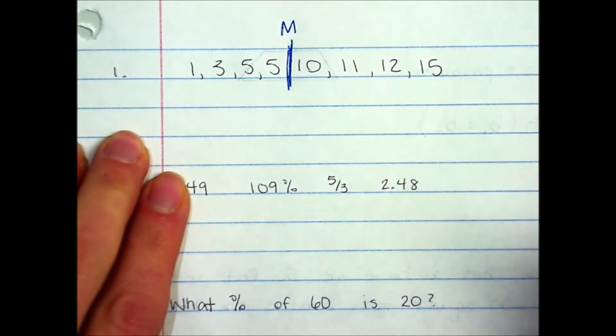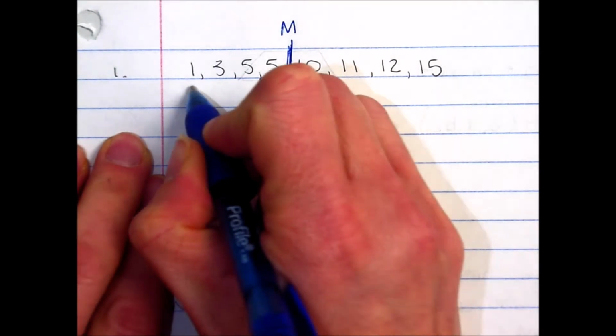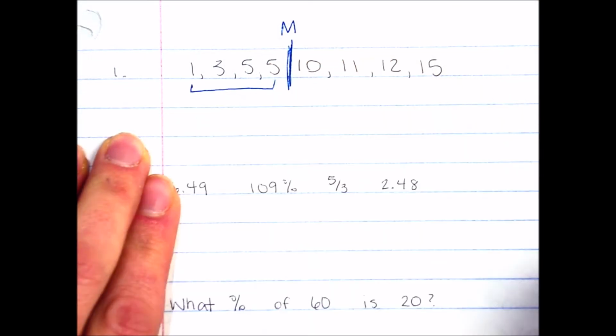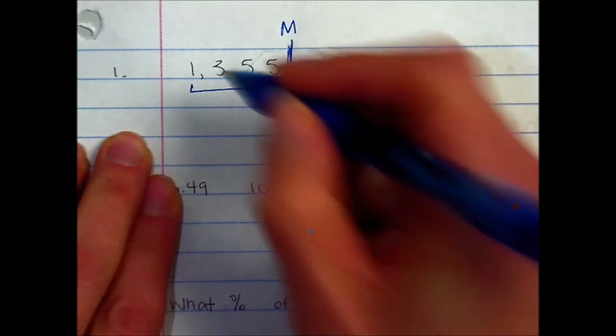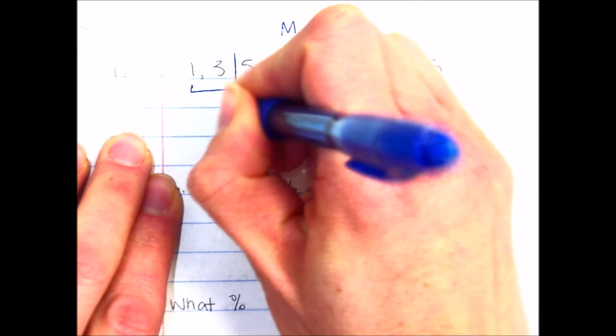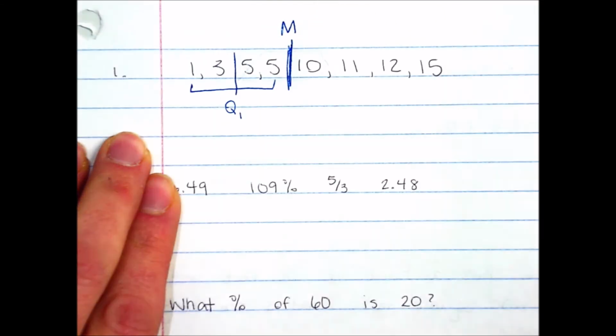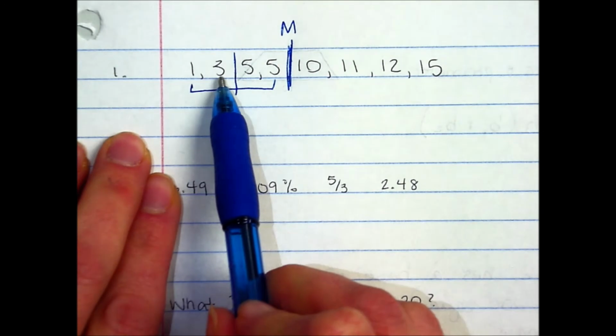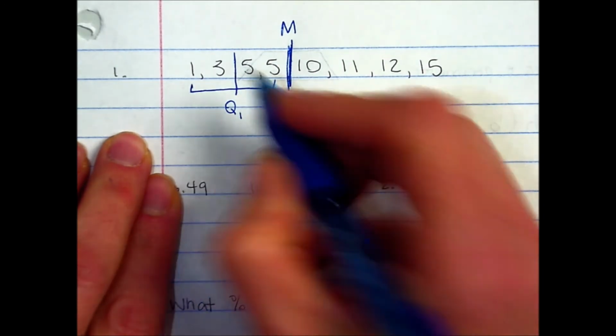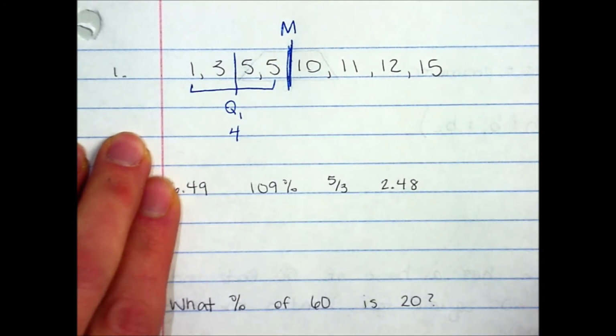So here's our median. So for quartile 1, we will look at these 4 numbers. We need to find the middle of these 4. So this is quartile 1. And we need a number that's halfway between 3 and 5. So quartile 1 is 4.